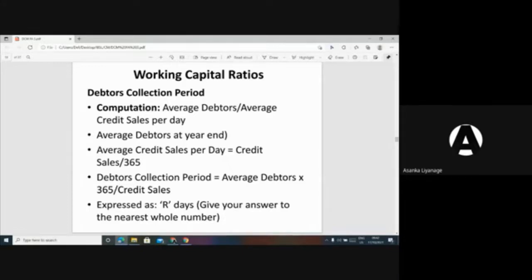Here, how to calculate debtors collection period: average debtors divided by credit sales into 365. If you cannot find the credit sales, you can use the sales figure as a whole. But normally in a sum, you will be given that 90% of sales are credit sales or 50% are credit sales. Likewise, the examiner will give that sentence. Any questions on debtors collection period? The lower the number of days, the better it is.